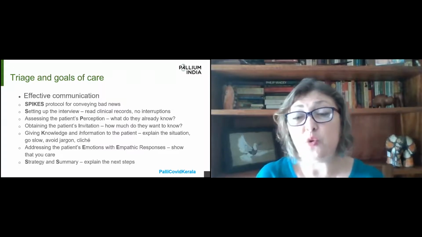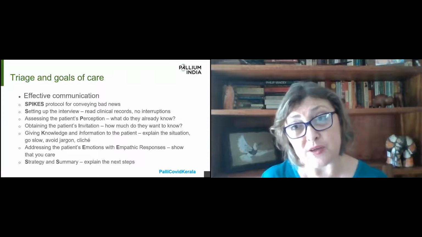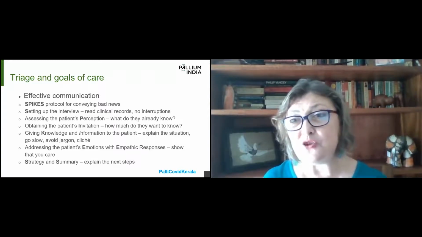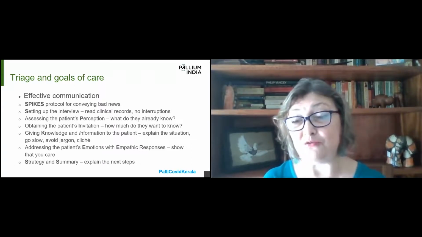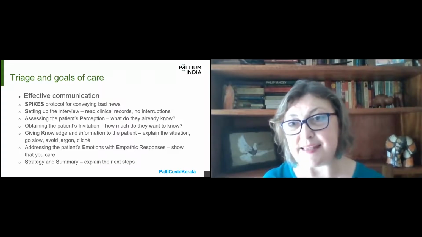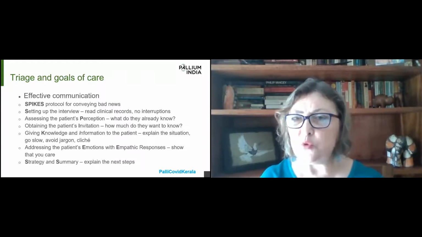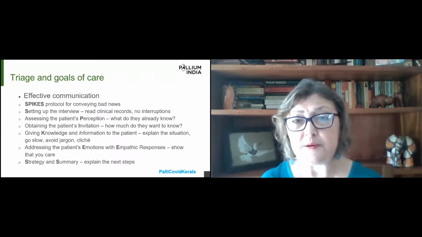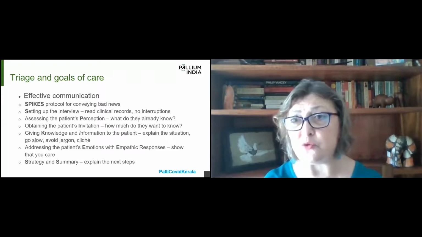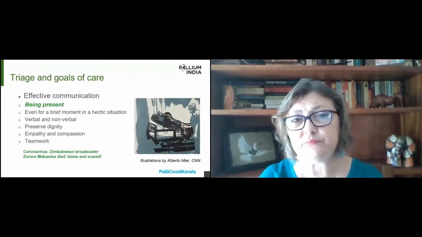We want to explore what they want to know and whether they would like a proxy or a family member to know the information, whether they would like to know themselves. And only then do we start giving information. Of course, many people start giving information right at the beginning, and don't forget these first crucial steps. As we're giving information, we are assessing the response, we're using our empathetic, particularly verbal statements. With PPE, we have to rely much more on verbal statements than perhaps we did before. And of course, we summarize and agree the way forward.